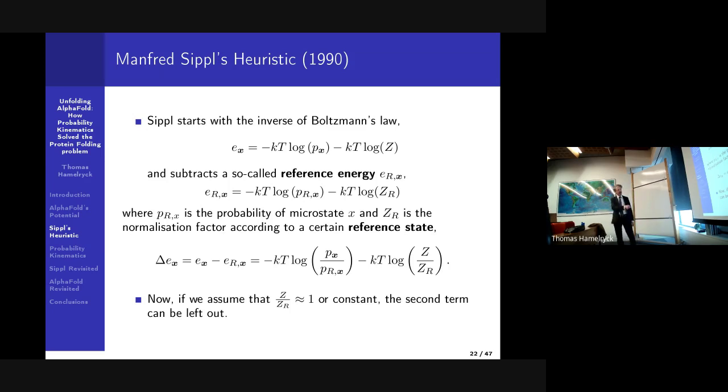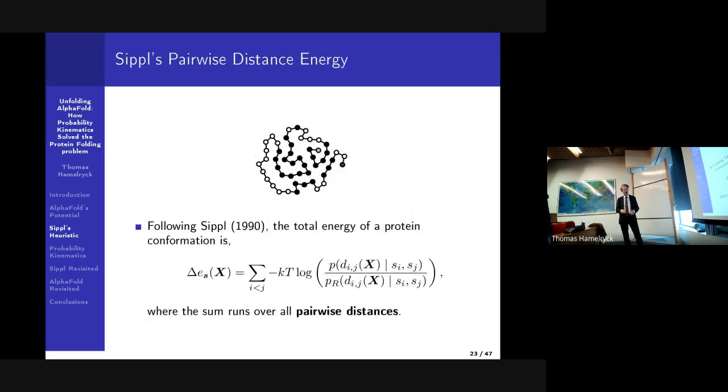So then we have an energy difference. E(x) minus this reference energy is minus kT times the logarithm of this ratio: the probability of finding that situation in proteins, and the probability of finding that same constellation, that same situation, in a reference state. And then you have this ratio of these two normalization factors. Now we assume that this term is either constant or that this ratio is 1, so it disappears. We can neglect it, and we only get this term over here, the logarithm of the ratio of these two probabilities.